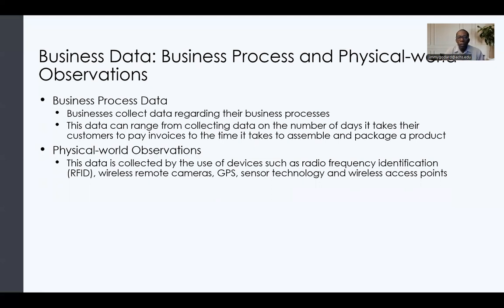Physical world observation is data collected using devices such as radio frequency identification, wireless remote cameras, GPS sensor technology, and wireless access points. Okay, those are big words. Let me try to break them down. The radio frequency identification, many of your passports are going to have that. The new passport, I believe by May 6th, 2023, will have RFID.